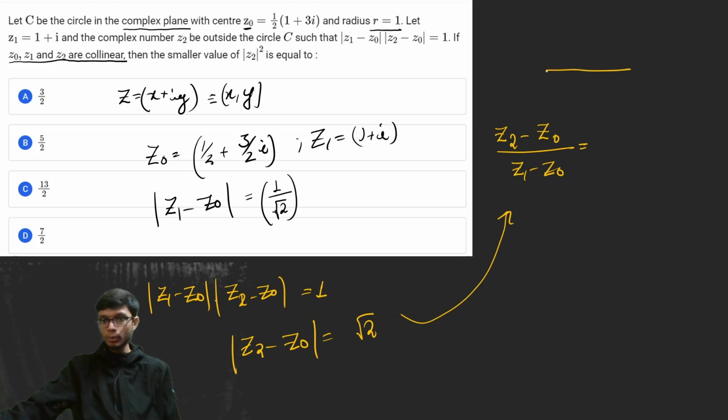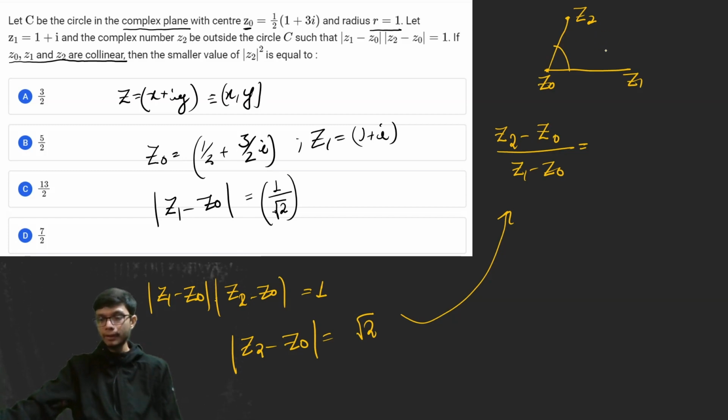So for example, there is a complex number and the center is z0, and z1 is a complex number, and this particular complex number is rotated by some angle theta. Okay, by some angle theta, and you have to look for z2.